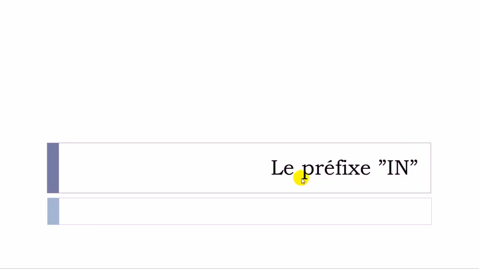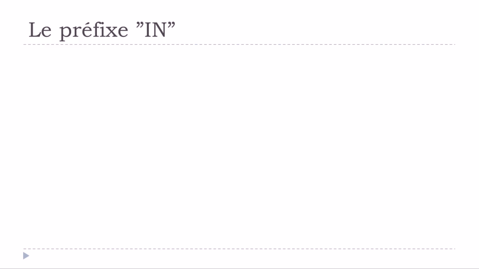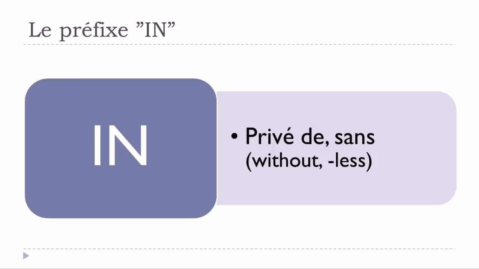Le préfixe IN. Okay, so remember, when we're talking about prefixes, we're talking about letters that you put in front of existing words, and by adding these letters, you modify the original meaning of the word. In that case, this IN prefix will mean "privé de" or "sans." And this IN will be used when the original word is starting with a vowel or H plus une voyelle. So let's see a few examples now.